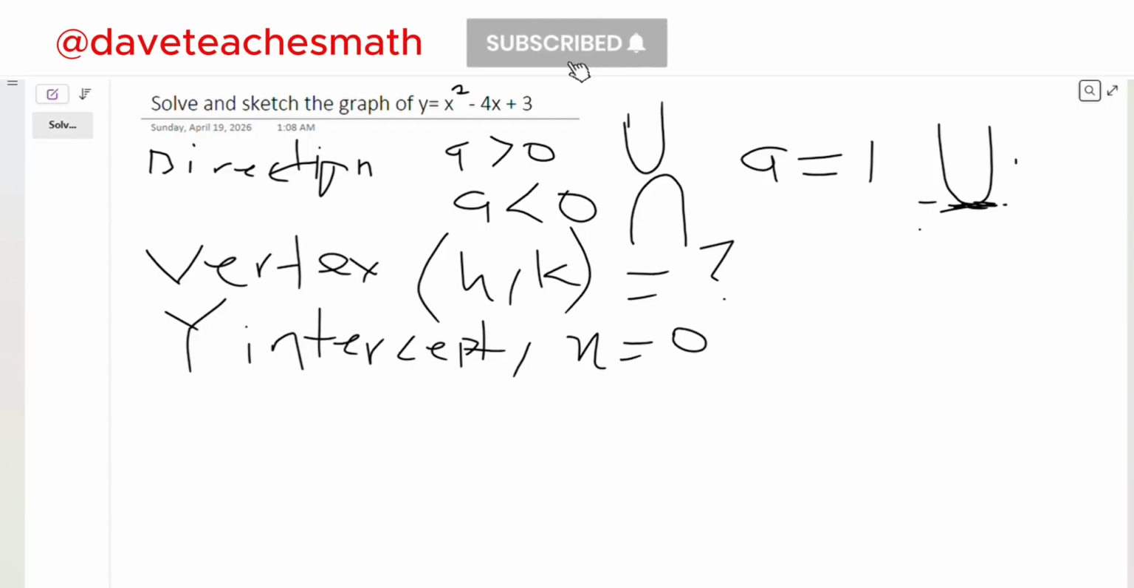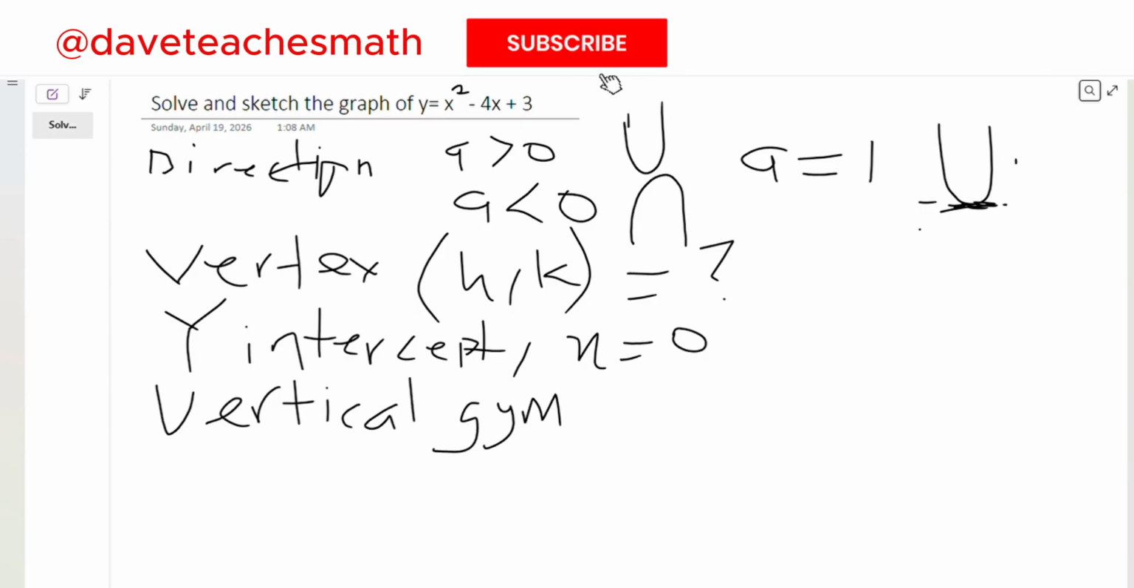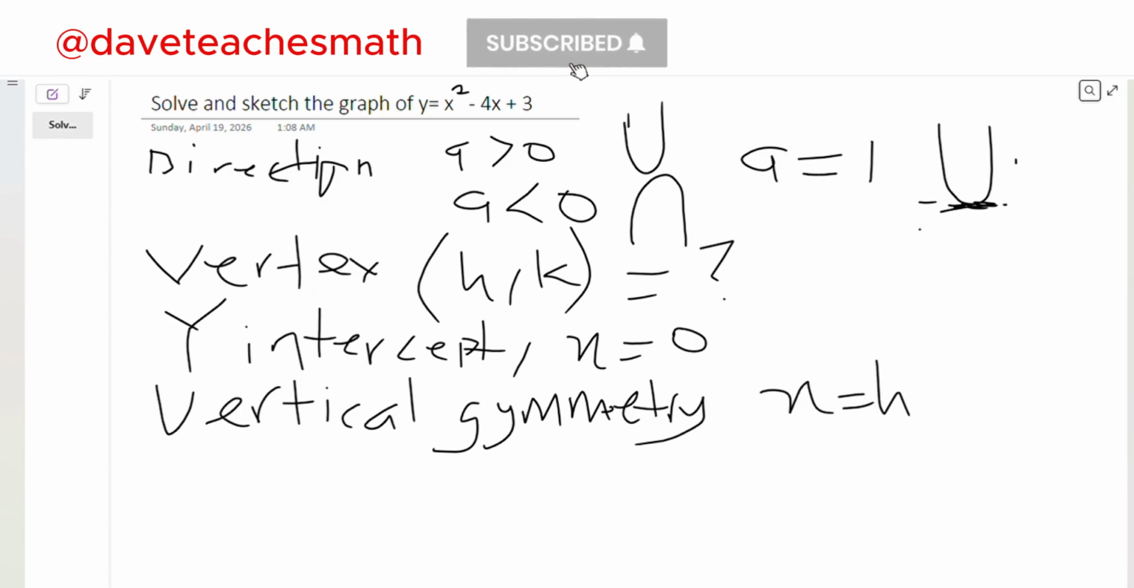Then we move on to the vertical symmetry. With the vertical symmetry, we are basically looking at where x is equal to h. That is, if you have this particular point here, that vertical line upwards becomes your vertical symmetry, because at that point x is equal to h.